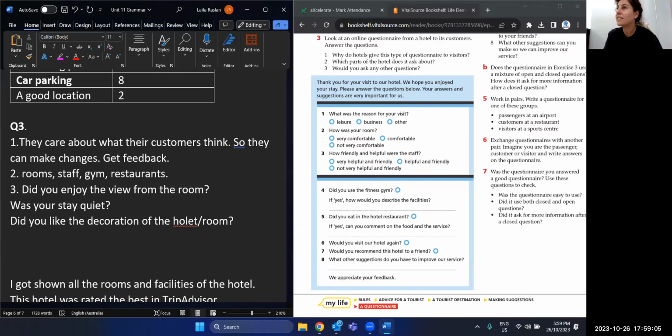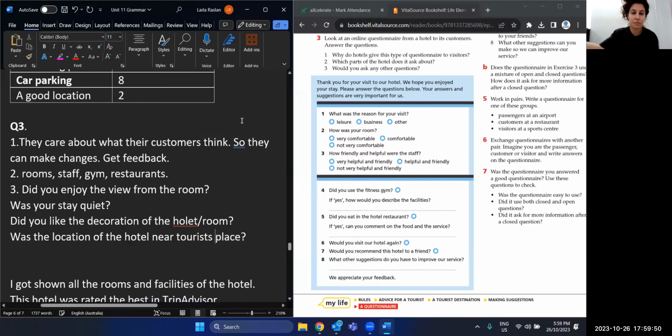So you mean, what's the question exactly that you want to ask? Oh, yeah. Okay. I don't think we have that question. So yeah, was the location of the hotel near touristic places? Yeah, good. For example, museums, parks, art galleries, places that you want to see, old buildings. So yeah, was the location of the hotel near touristic places?